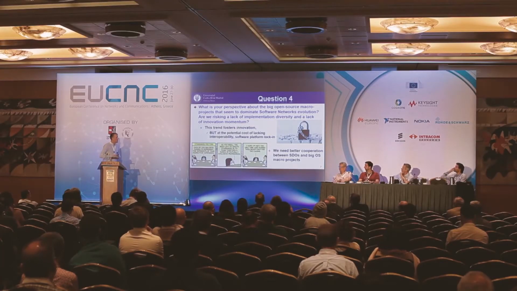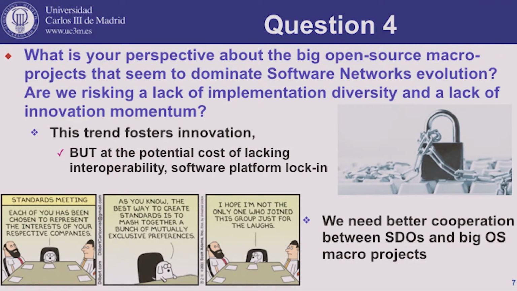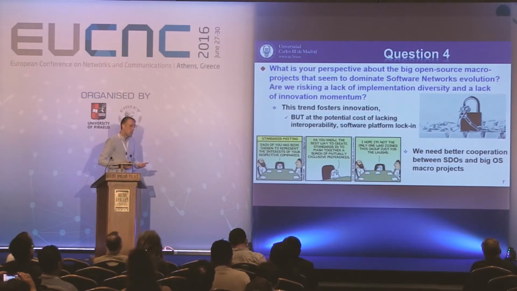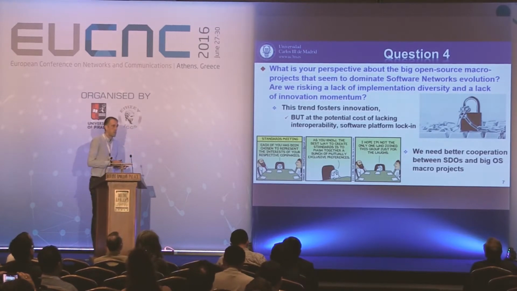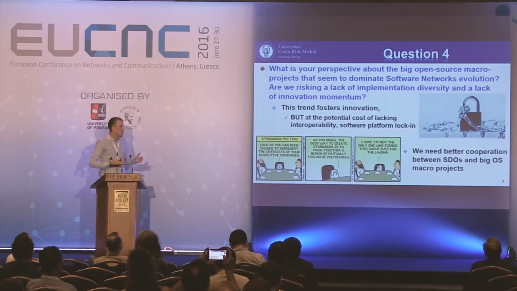Question 4, about the open source macro projects. I also tend to agree that this will foster innovation. I don't see that as something slowing innovation. I really see that open source will help a lot in getting new ideas, new stuff going on. But there is also a cost associated with that. That is, as was also mentioned, the lack of control, because there is no governance model there. There are many different projects doing their own stuff, with no coordination. And we may also have the risk of ending up with a software platform lock-in.